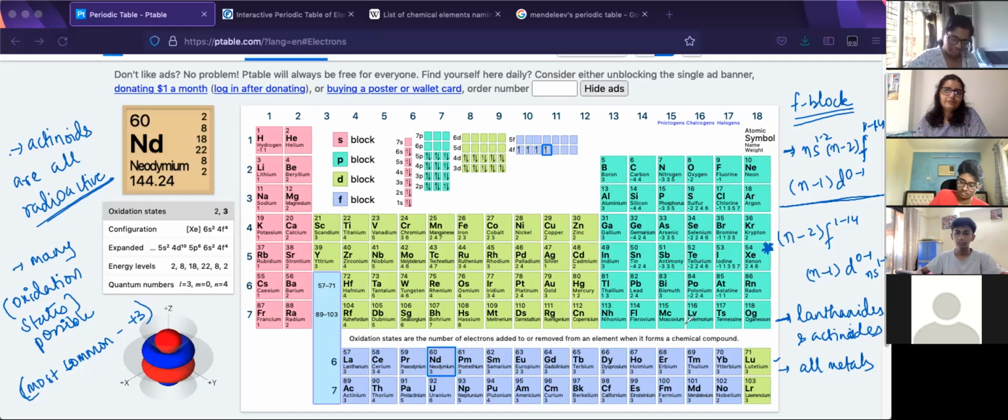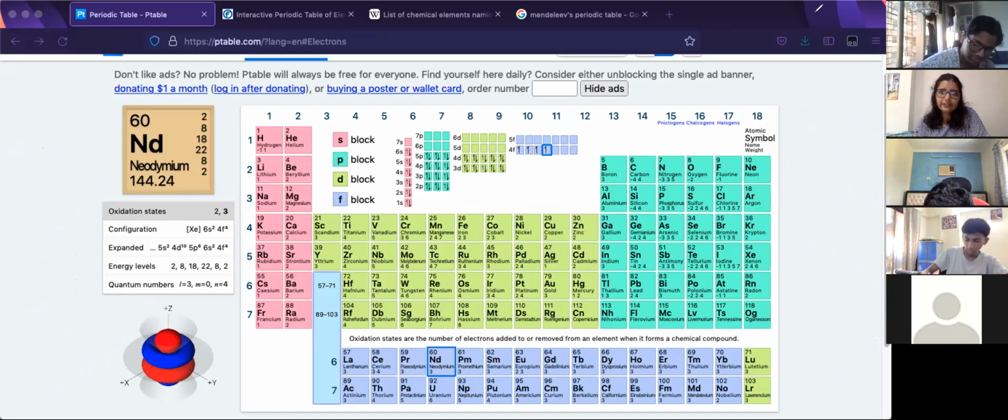So even if it's forming a covalent compound, let's take for example HCl. HCl is covalent, right? Both are non-metals. The electrons are shared between them. But do you think the electrons are shared between hydrogen and chlorine equally? No. So who has a better hold over the electrons, even though they are shared?